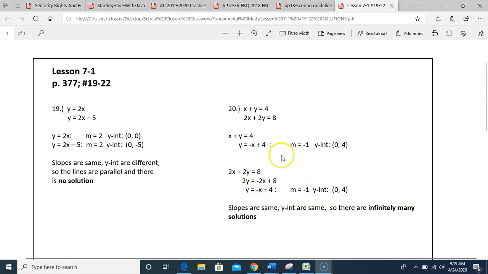So now that we have the slopes and the y-intercepts of both of these equations, compare them. We can see that the slopes are both negative 1, and the y-intercepts are both 4. Well, if the slopes are the same and the y-intercepts are the same, we can also plainly see that the equations are the same. That means that this is the same line. And when they are the same line, we have infinitely many solutions. All right, let's look at question 21.